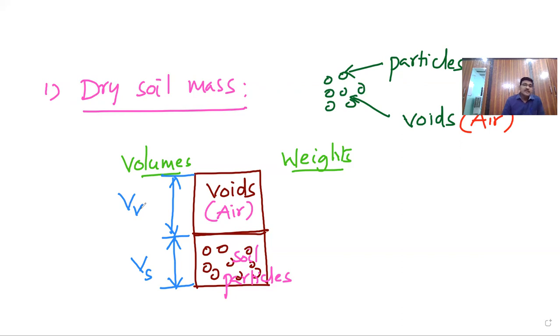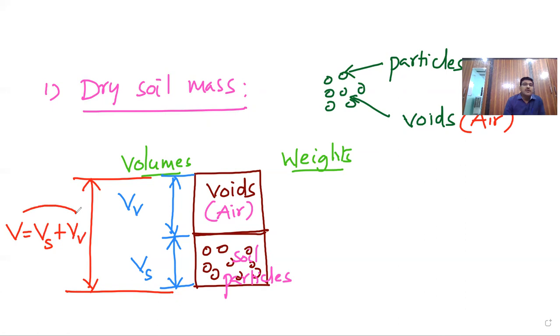Okay, is it clear? Now, the total volume for a dry soil, capital V, is the summation of these two things: volume of solids plus volume of voids. Fundamental basic. Clear? In the dry soil, we will have soil particle volume plus voids volume, V = Vs + Vv.